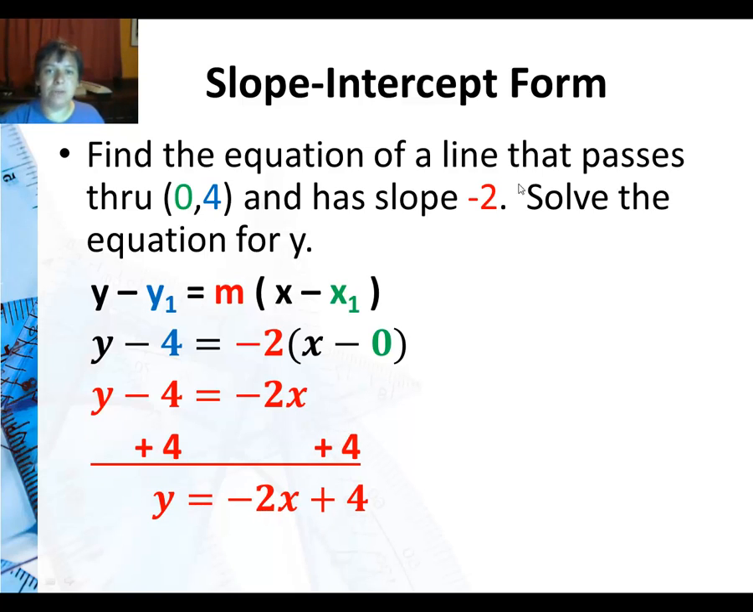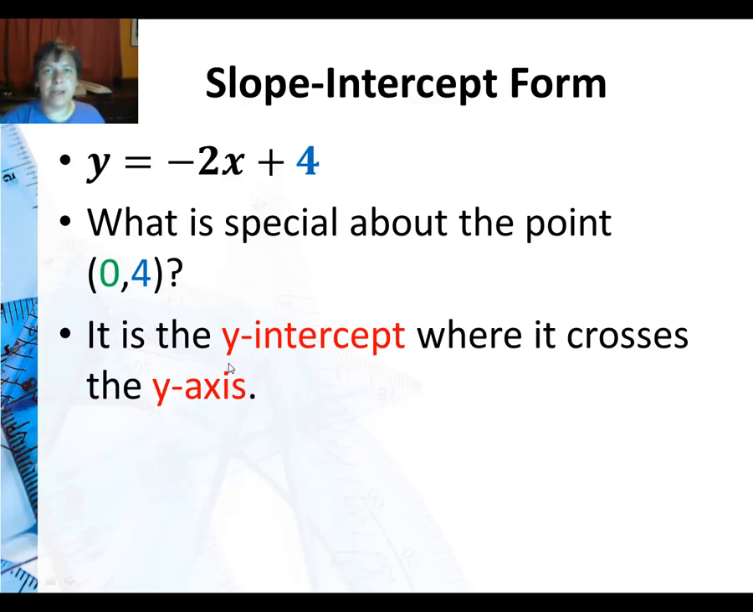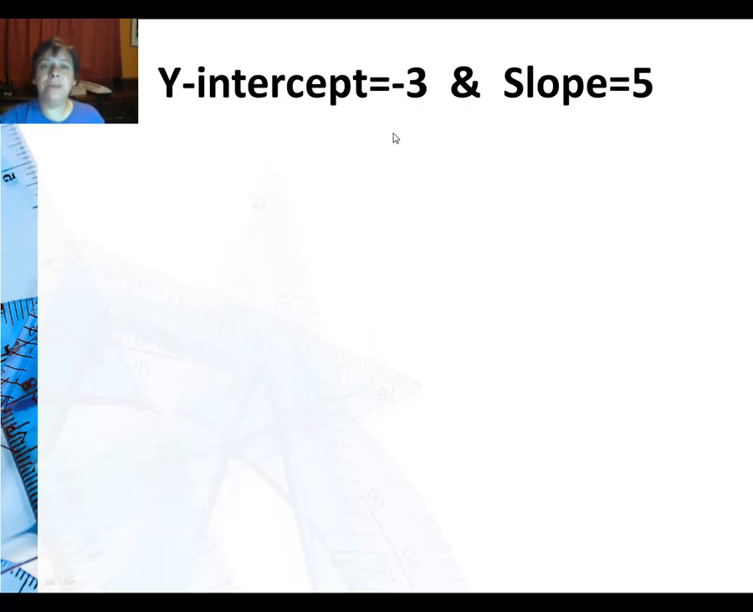So that -2 came from the slope, like before, and that 4 looks like it came from here. So what is so special about the point (0, 4)? Well, this is the y-intercept. So when you have your x and your y-axis, it's wherever it crosses here. So now I'm going to give you another y-intercept.